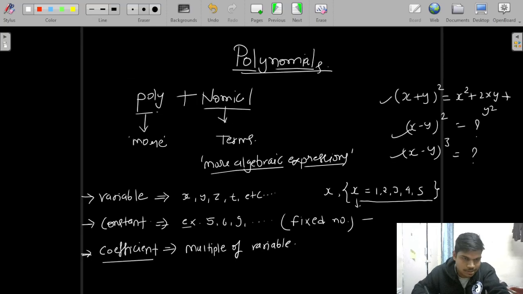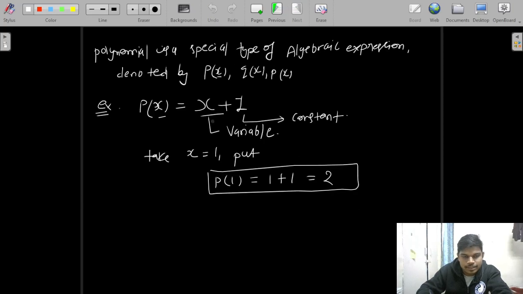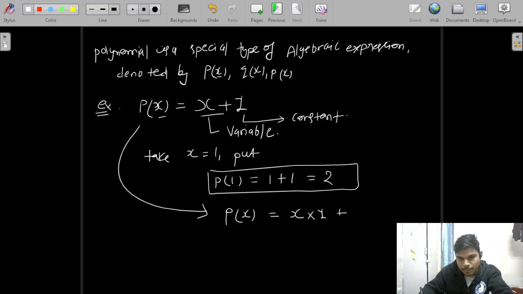This is not a definition. This is just an idea for understanding the multiple of a variable. Like here in this case, what is the multiple of variable x? I can write px, taking again this px, is equal to x into 1 plus 1. Yeah, can I write this?